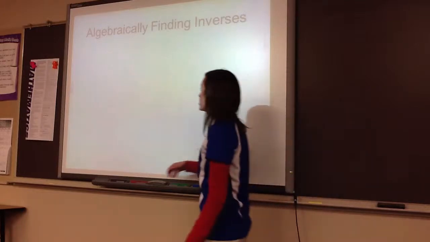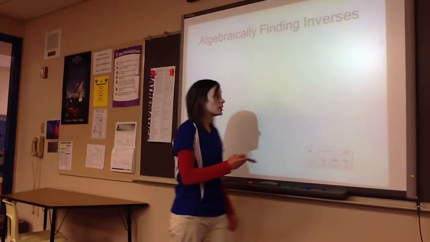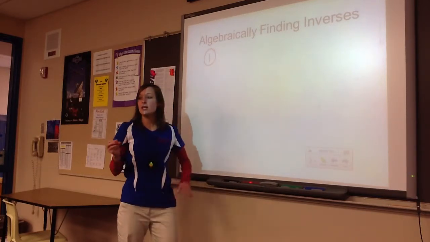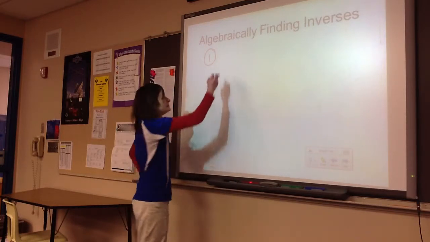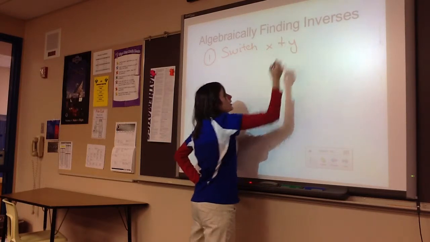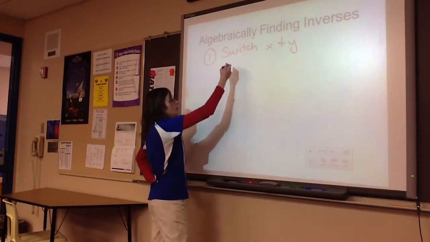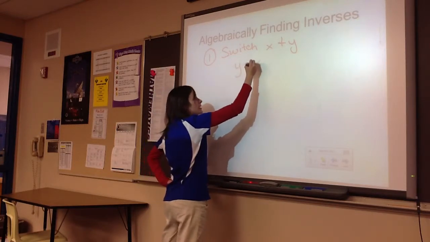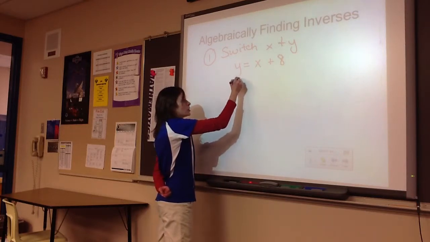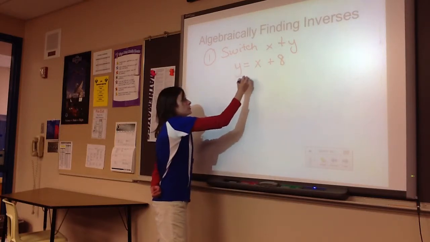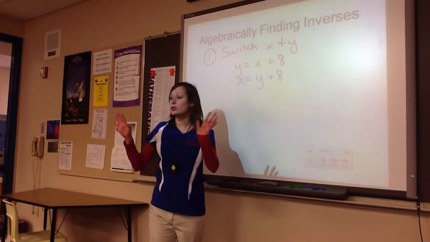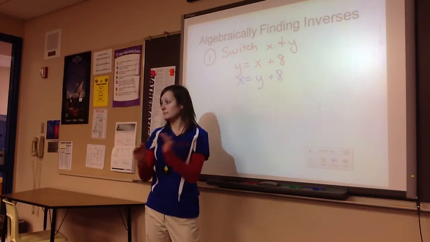Figured out. Okay, so algebraically defined inverses, what you're going to do is complete 4 steps. The first step is to switch x and y. For example, if we have y equals x plus 8, we are going to switch x and y, and so we get x equals y plus 8. Part of the reason that you're switching is because your domain and your range switch.